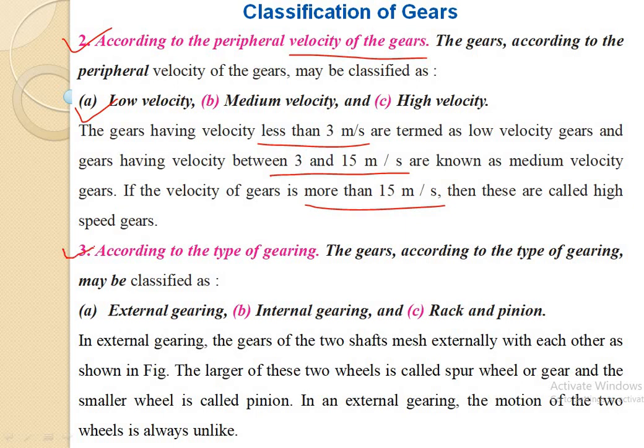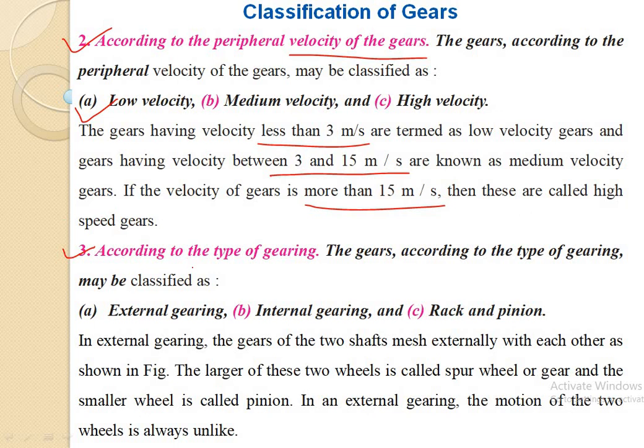Now the third major classification is depending upon the type of gearing, meaning how the gears are engaged with each other. The first major classification we have seen depending upon the position of axis of shaft. Second major classification depending upon the peripheral velocity of the gear. And the third major classification is depending upon the type of gearing, meaning how the gears are engaged with each other.